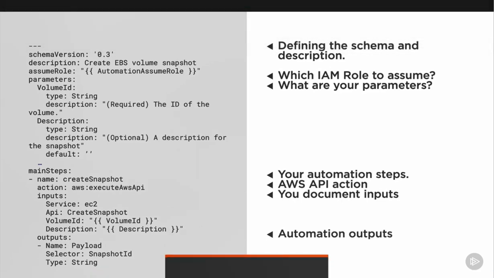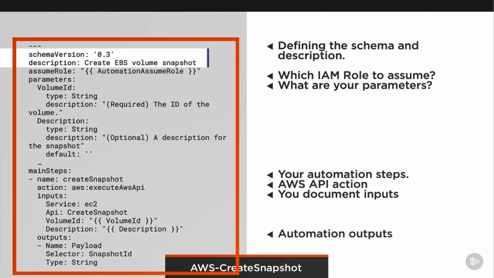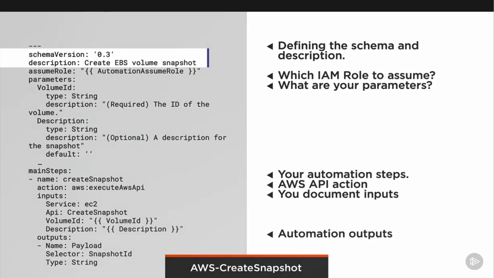Now, this is from the AWS Create Snapshot document that's provided to us. And the first thing we see is we have our schema version and our description. So we're creating an EBS volume snapshot. And really quickly, you'll notice that this format is in YAML. It supports both JSON and YAML, but YAML is easier to read, and it's usually a preferred format due to the readability. The next thing we have is our assume role.